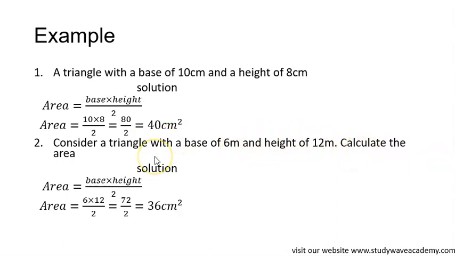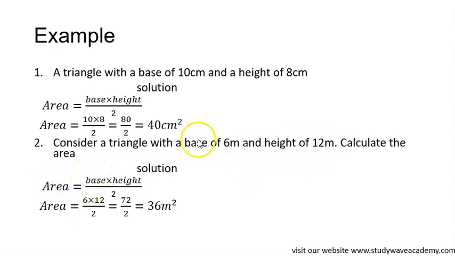Calculate the area. We are looking for the area of a triangle where the base is 6 meters and the height is 12 meters. Remember the formula to find the area of a triangle. Can you say it? Base times height over 2, right? So we are going to input those numbers into the formula.